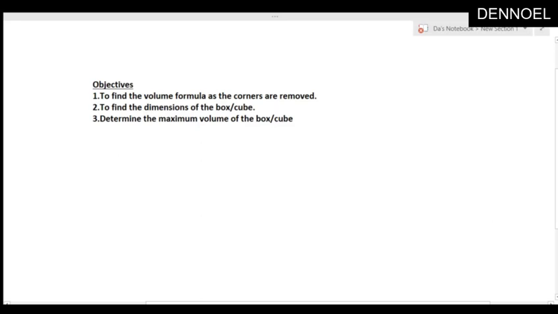Now, in this video there are three main objectives. First is to find the volume formula as the corners are removed. Second is to find the dimension of the box or cube. And third, to determine the maximum volume of the box or cube.